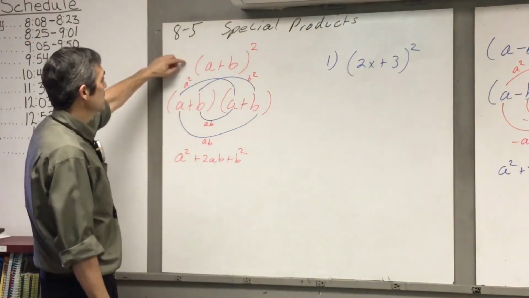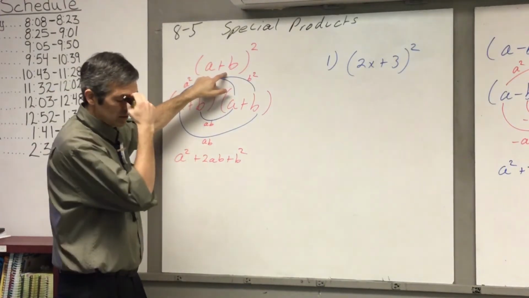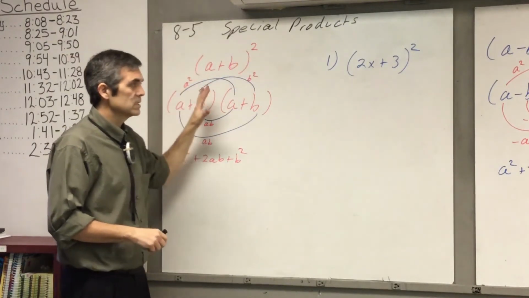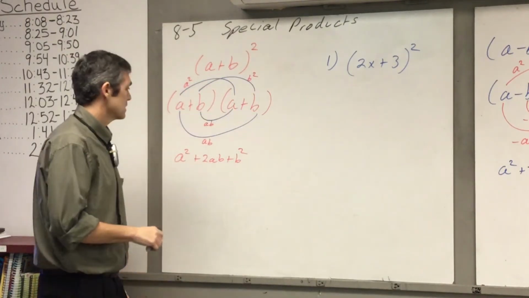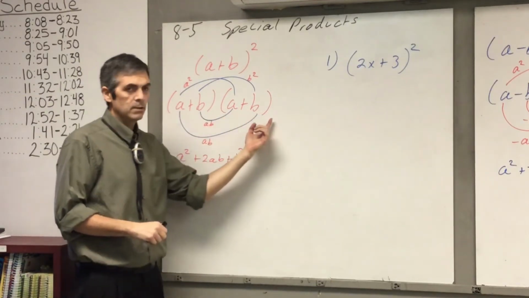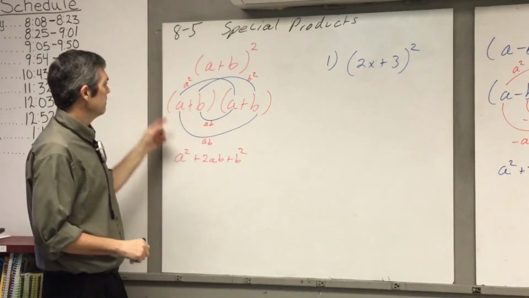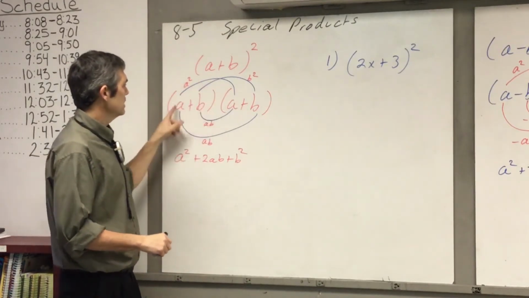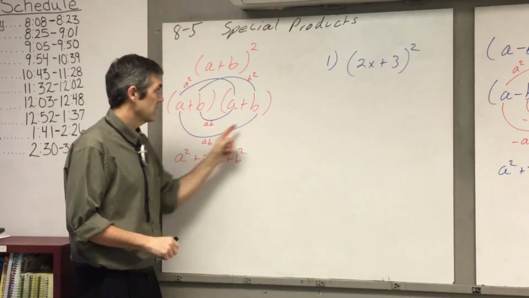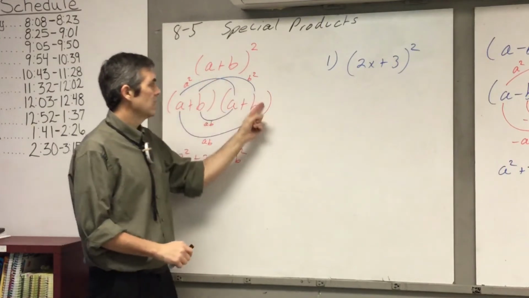So the first one is when you have the sum of two terms being raised to the second power. How do you set this up? This binomial's raised to the second power. Well, it's a plus b times a plus b. This is what it would look like. And if you FOILed it, you would take the a squared, the first, the outsides, ab, the insides, ab, and then the last, b squared.